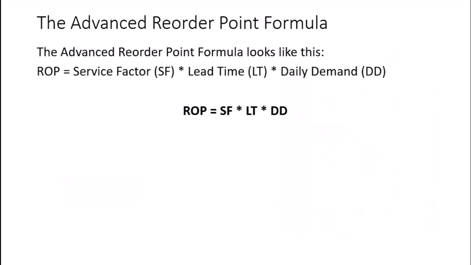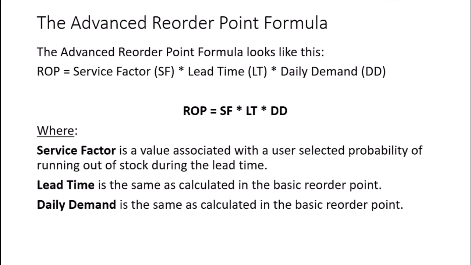And like I said earlier in the video, this is a very similar formula. The difference is the reorder point here is the service factor times the lead time times the daily demand. The lead time and the daily demand are the same. It's the service factor that is different. So how would this work? Well, the service factor, as I showed you, is a value associated with the user-selected probability of running out of stock during the lead time. And lead time, like I said, is the same. Daily demand is the same.